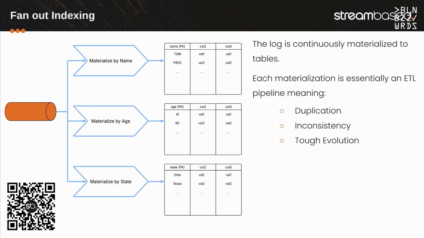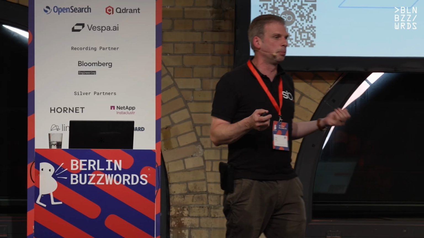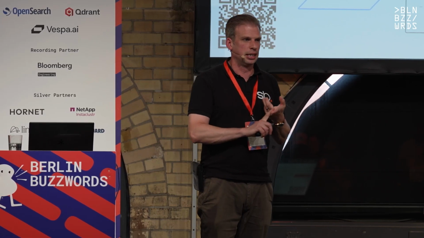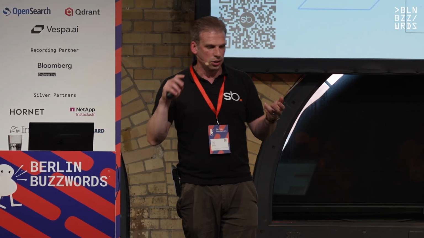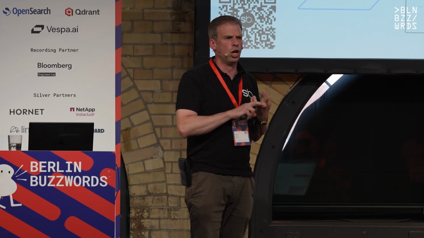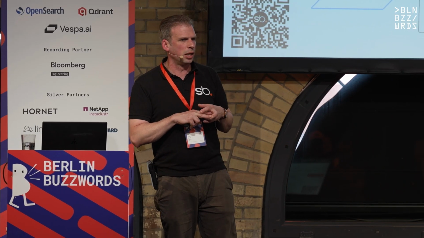Because every time you do that, you're essentially creating an ETL pipeline. And when you create that, you've got duplicated data, you've got tough evolution. I know I said it in a different order. There was a reason, because the main problem you've got is inconsistency. This is glossed over a lot in Kafka, but it's quite bothersome to me.